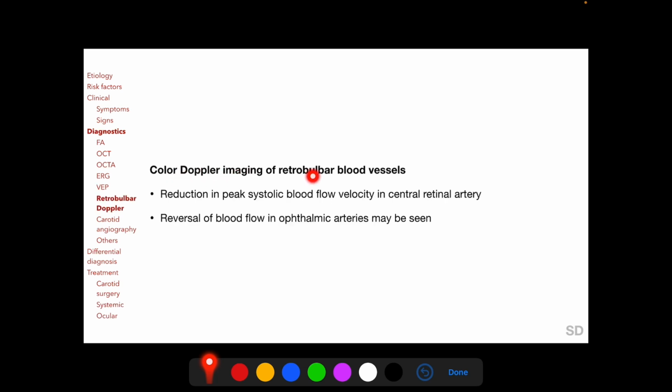Visual evoked response shows delayed recovery of response on photostress testing in eyes with OIS, and color Doppler imaging of the retrobulbar blood vessels may show reduction in peak systolic blood flow velocity in the central retinal artery and reversal of blood flow in the ophthalmic arteries.